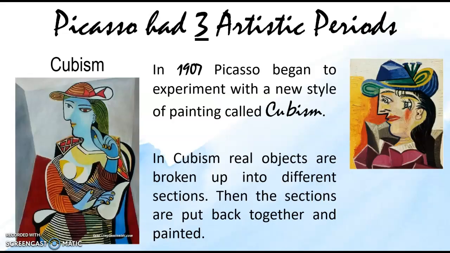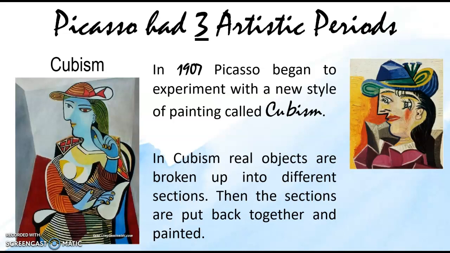And his final period of art is called Cubism. In 1907, he starts to experiment with a new style of painting. In Cubism, real things look broken up into different sections, and then those sections are sort of put back together and painted.